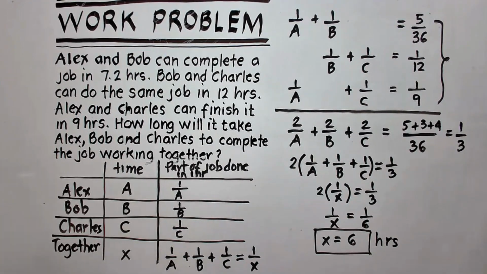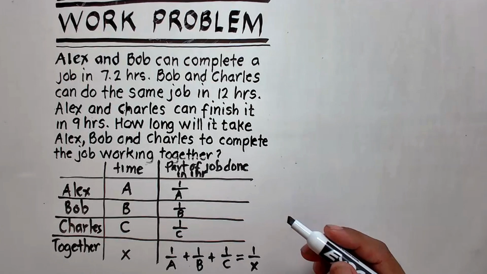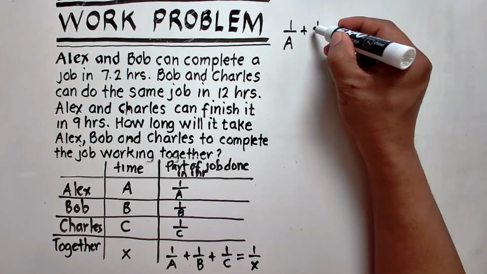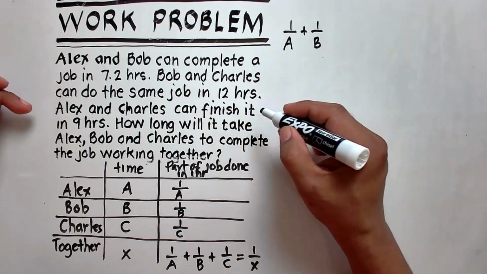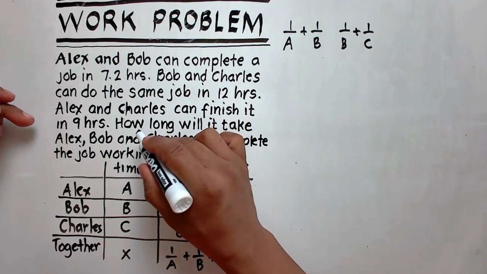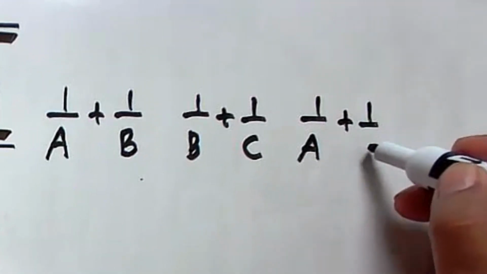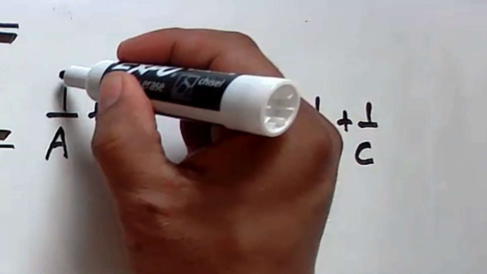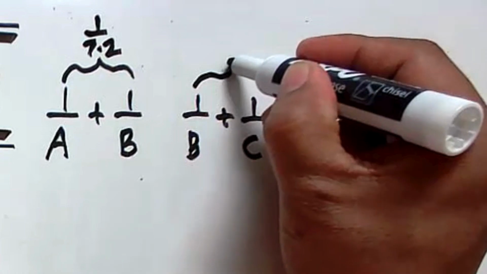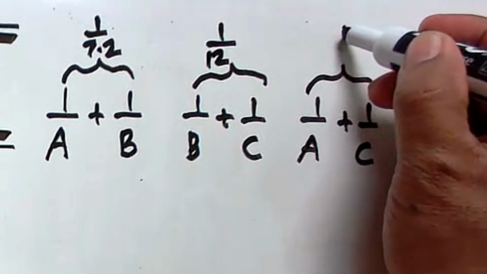Now, another method of solving this is like this. Alex and Bob can complete the job in 7.2 hours. So we write that as 1 over A plus 1 over B. Then the other one is Bob and Charles is 1 over B plus 1 over C. And the other one is Alex and Charles, 1 over A plus 1 over C. Now in here, we know that this is 1 over 7.2. This part here is 1 over 12. And this part here is 1 over 9.